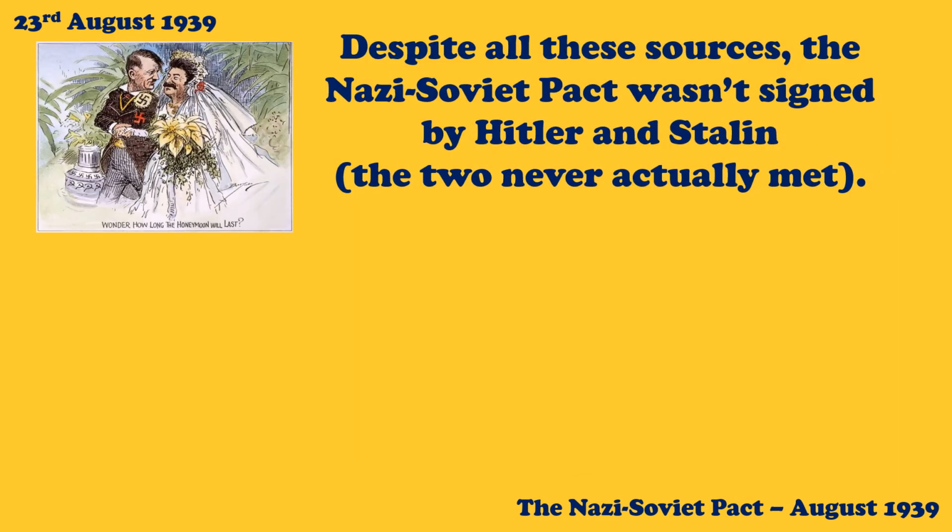The Nazi-Soviet Pact is signed on the 23rd of August 1939. And despite all of the sources, all of the cartoons we've looked at, and also the way that I've been wording it, the Nazi-Soviet Pact wasn't actually signed by Hitler and Stalin, and the two of them never actually met either. So it's often referred to as the Nazi-Soviet Pact, and loads of these sources from the time, the contemporary sources, the primary sources, demonstrate it as a meeting between Hitler and Stalin. But the truth is, the two of them never actually met.